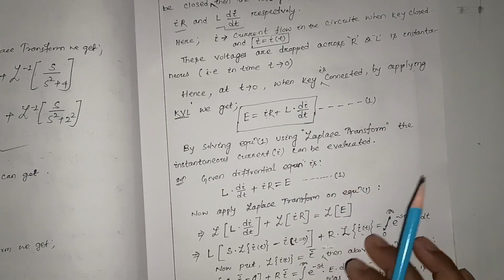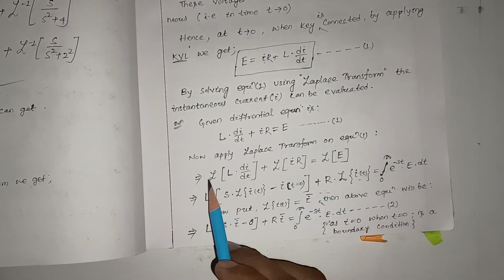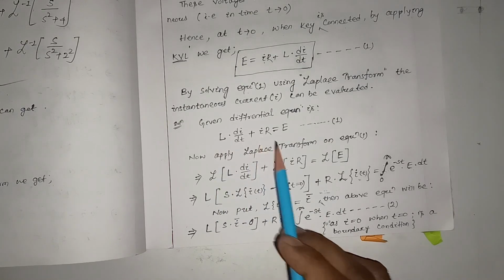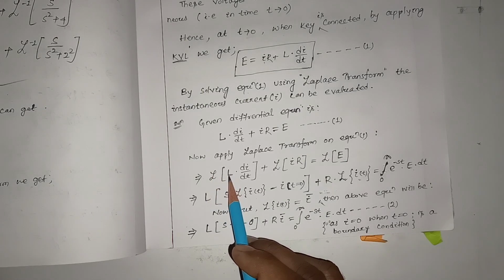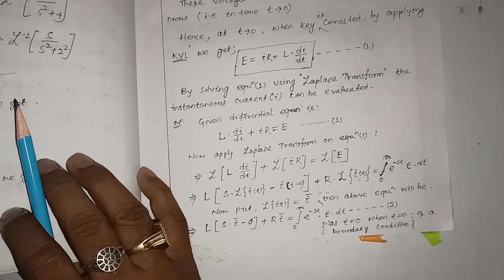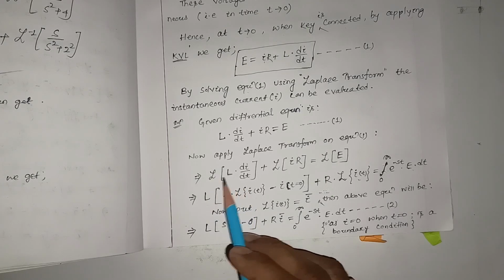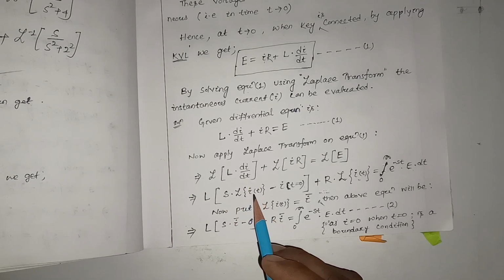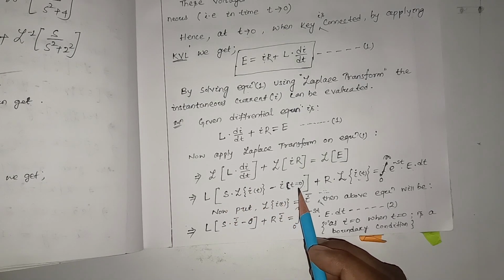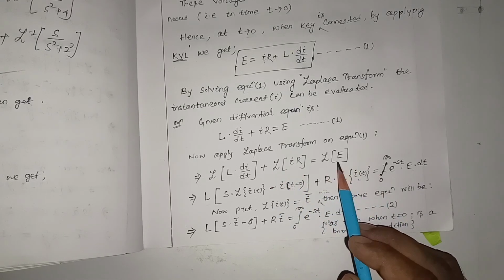The same thing has been written. Now we have to apply the Laplace transform on both sides of equation number 1. Laplace transform of this one, Laplace transform of this one, Laplace transform of E. Here you can see this format. Script L is your Laplace transform and this capital L is your inductance. L is taken outside, and we know that this is the Laplace transform of a first order derivative, so it will be s into the Laplace transform of I, which is a function of t, minus I at t equal to 0, plus R taken outside, Laplace transform of I, equal to the Laplace transform of E.